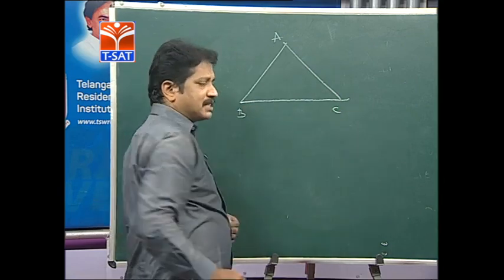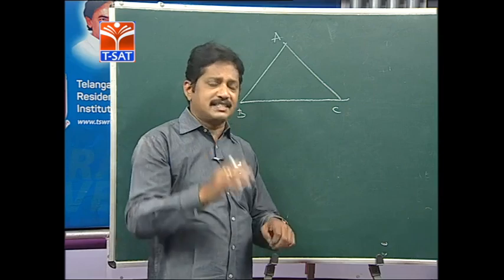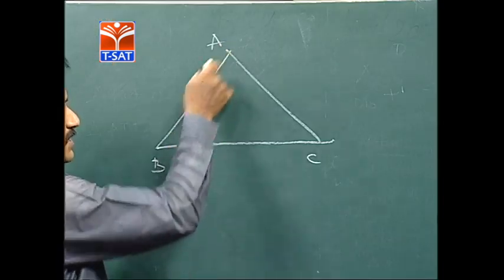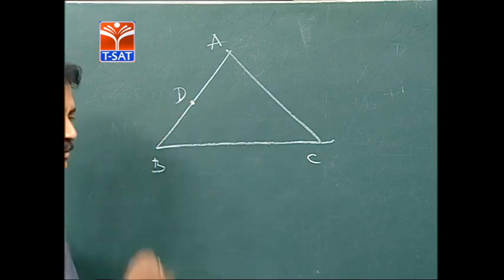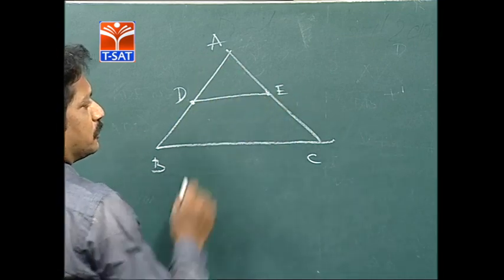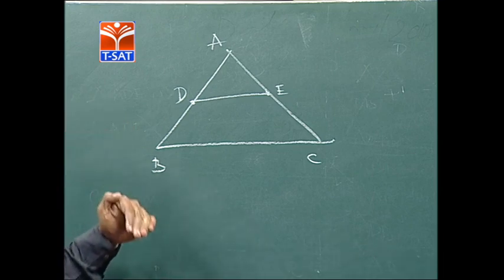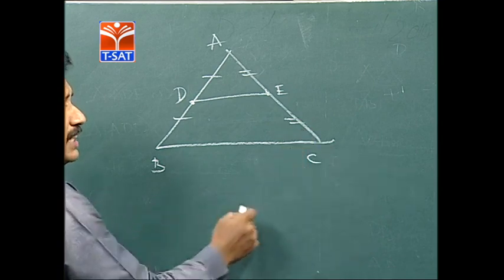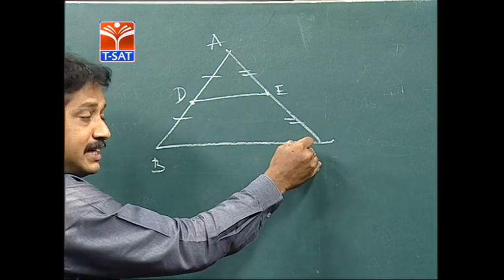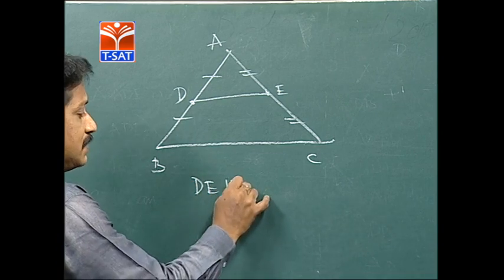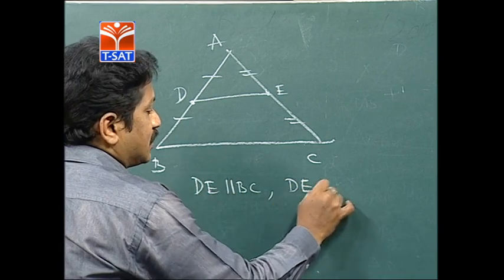Actually, the midpoint theorem is not given as a theorem in the textbook. In the exercises we gave the midpoint theorem, it is very clear. In triangle ABC, D is the midpoint and E is the midpoint of AC. When you join these two, the line segment which joins the midpoints of any two sides of a triangle is parallel to the third side and half of its length, means DE is parallel to BC and DE is equal to half BC.